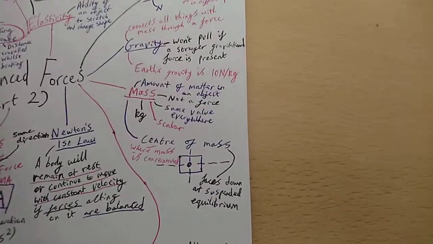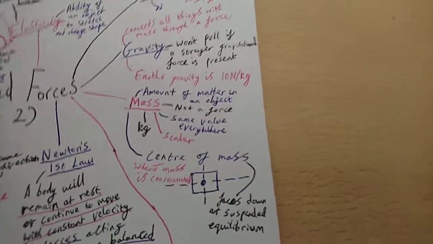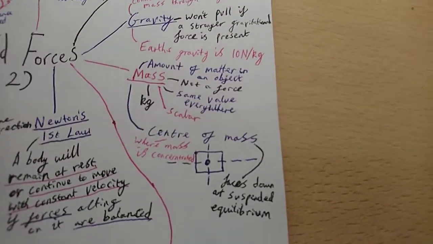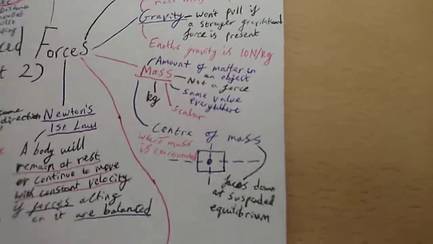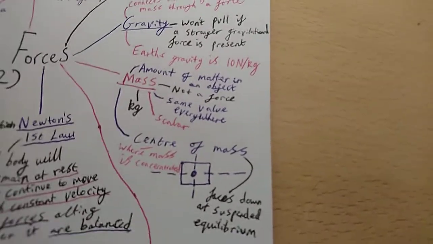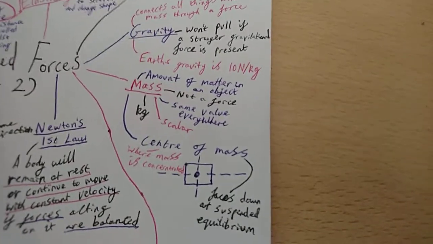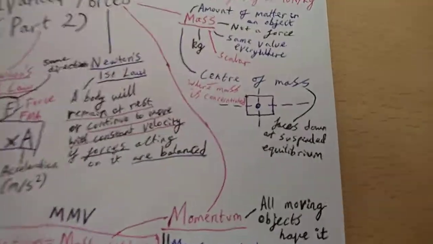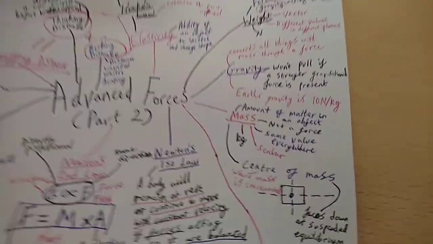So, something to do with mass. The centre of mass is where the mass of an object is concentrated. You can test this by seeing which place faces down at suspended equilibrium. Then you draw lines from where it goes down to, and you'll find it. For example, in this square rectangle it's there in the middle. But it could be more complex with more complex shapes, especially 3D ones.